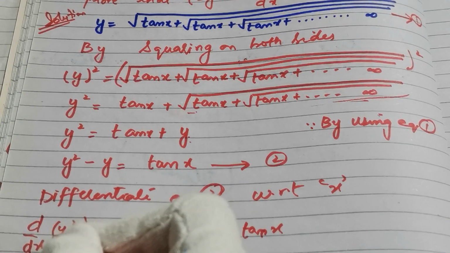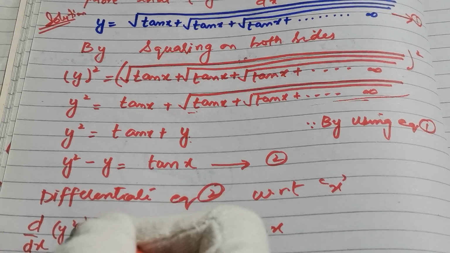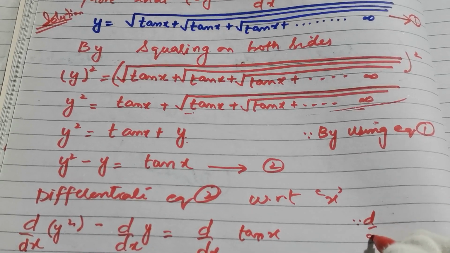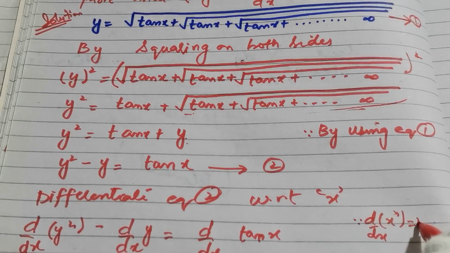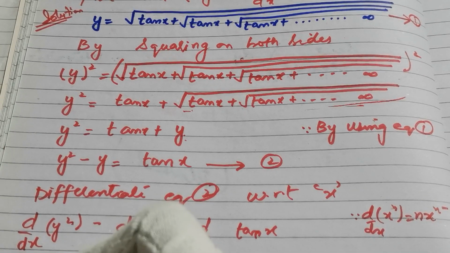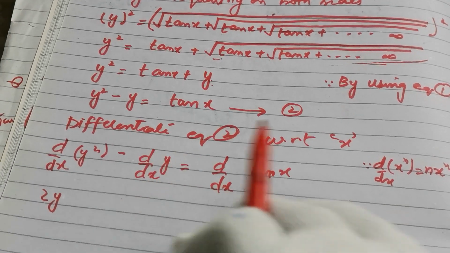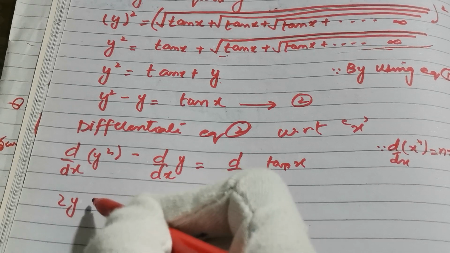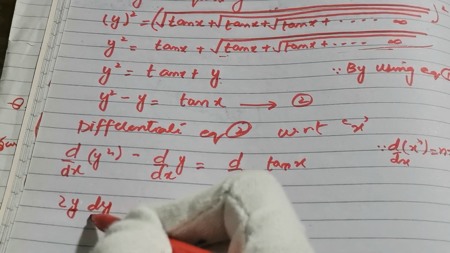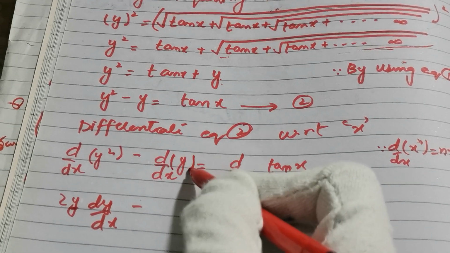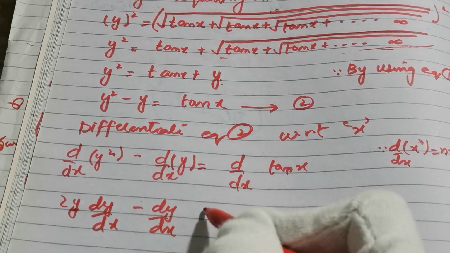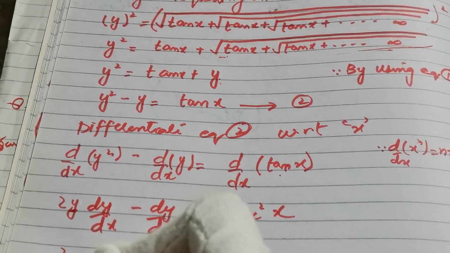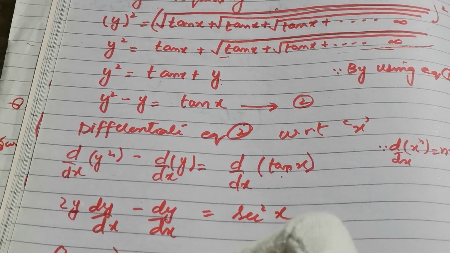Now y square, first of all we will remove the power by using the power rule. What does the power rule say? d by dx of x raised to power n is equal to n x raised to n minus 1. So 2y, 2 minus 1 becomes 1, and the derivative of y becomes dy by dx, minus the derivative of y, which is dy by dx, is equal to the derivative of tan x, which is secant square x.